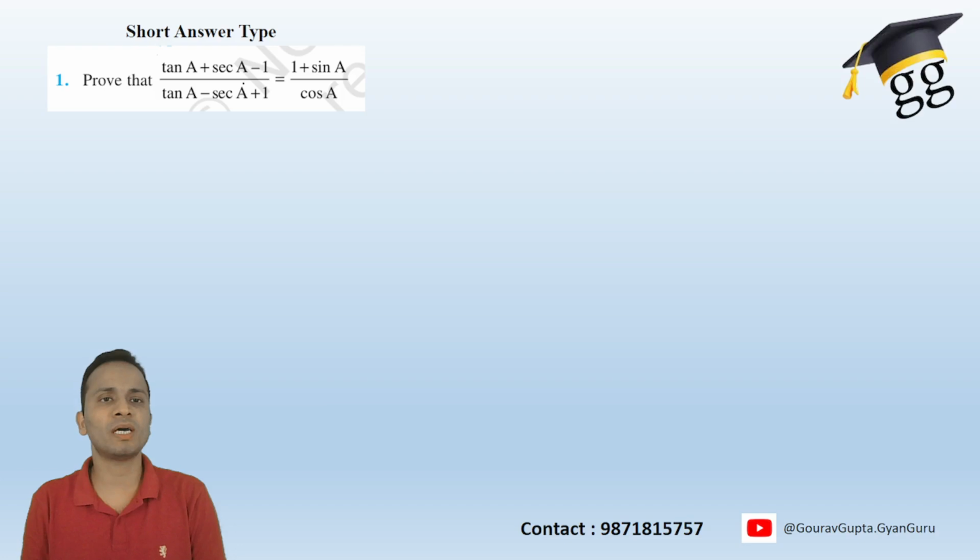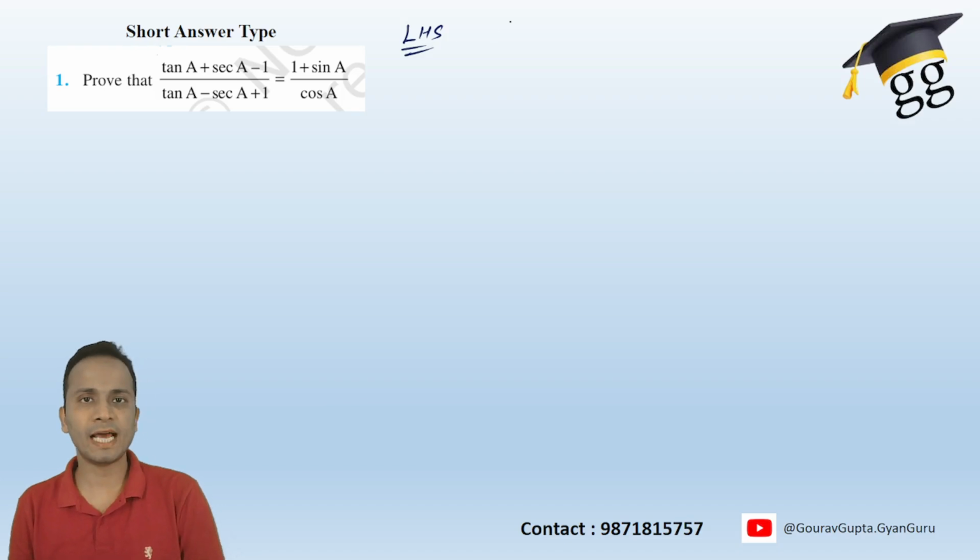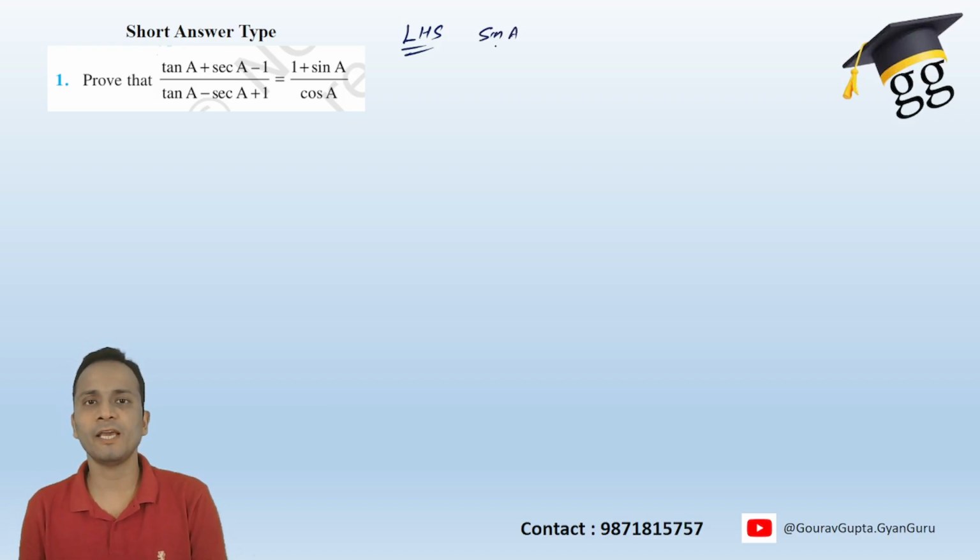with the first question, where we have to prove that (tan A plus secant A minus 1) upon (tan A minus secant A plus 1) is equal to (1 plus sine A) upon cos A. Okay. I shall start with the left hand side, where you are given tan and secant, and will convert them in terms of sine and cos. So LHS to start with. Tan A, I can write as sine A upon cos A, plus 1 upon cos A minus 1, whole divided by sine A upon cos A minus 1 upon cos A plus 1.